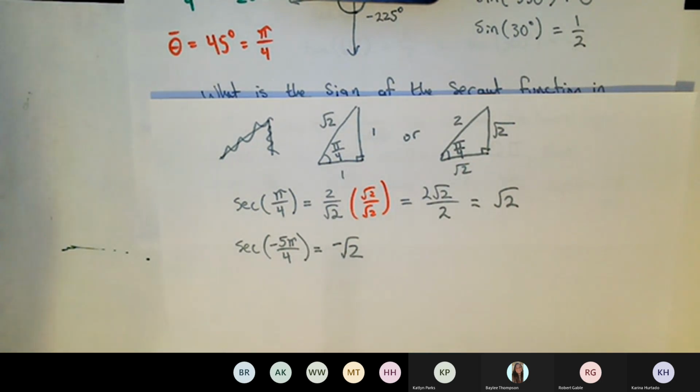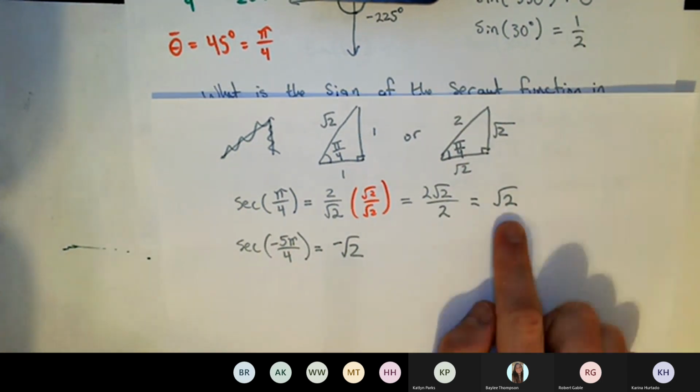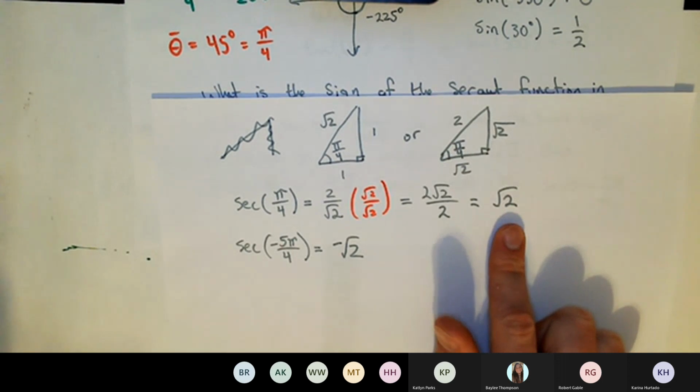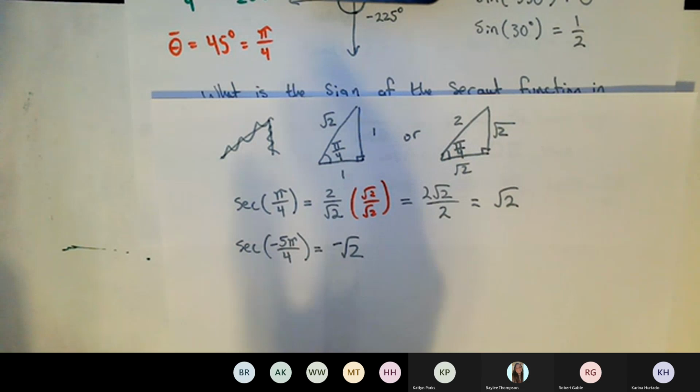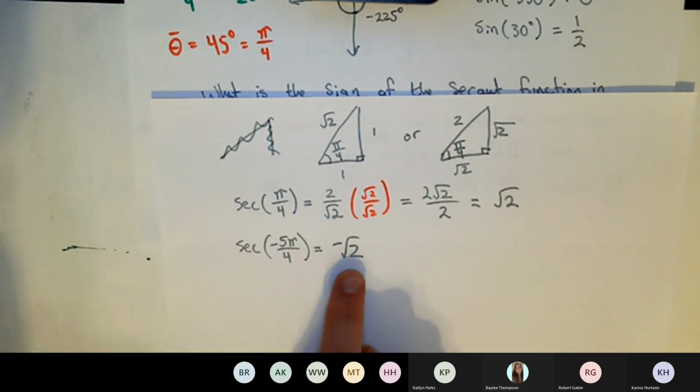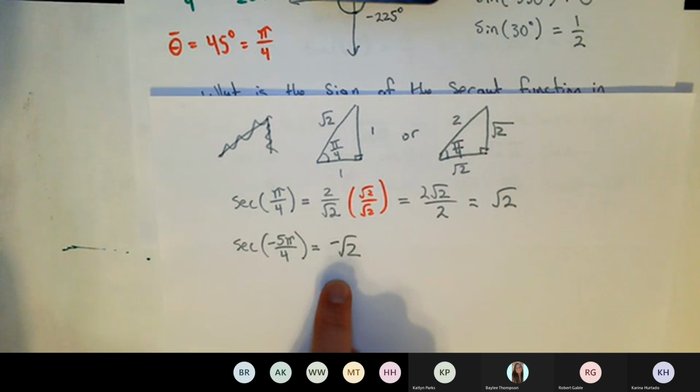So the reference angle and the reference triangle gets you almost all the way to the answer. The only other thing is you have to know where the angle is, which quadrant, so that you can say what the sign of your trig function is going to be in that quadrant.